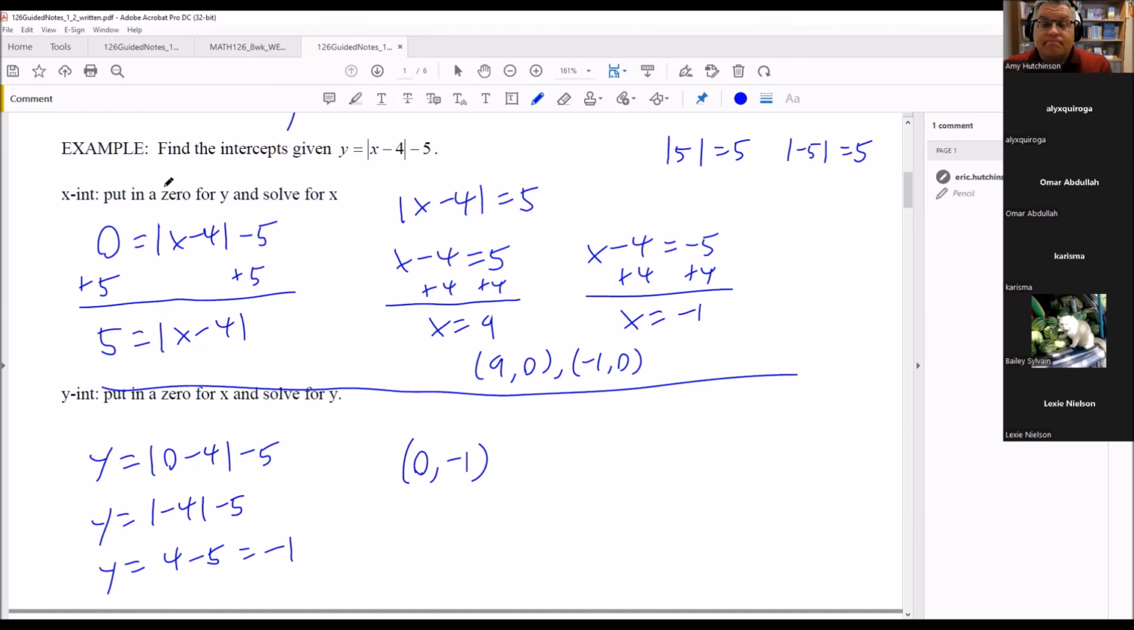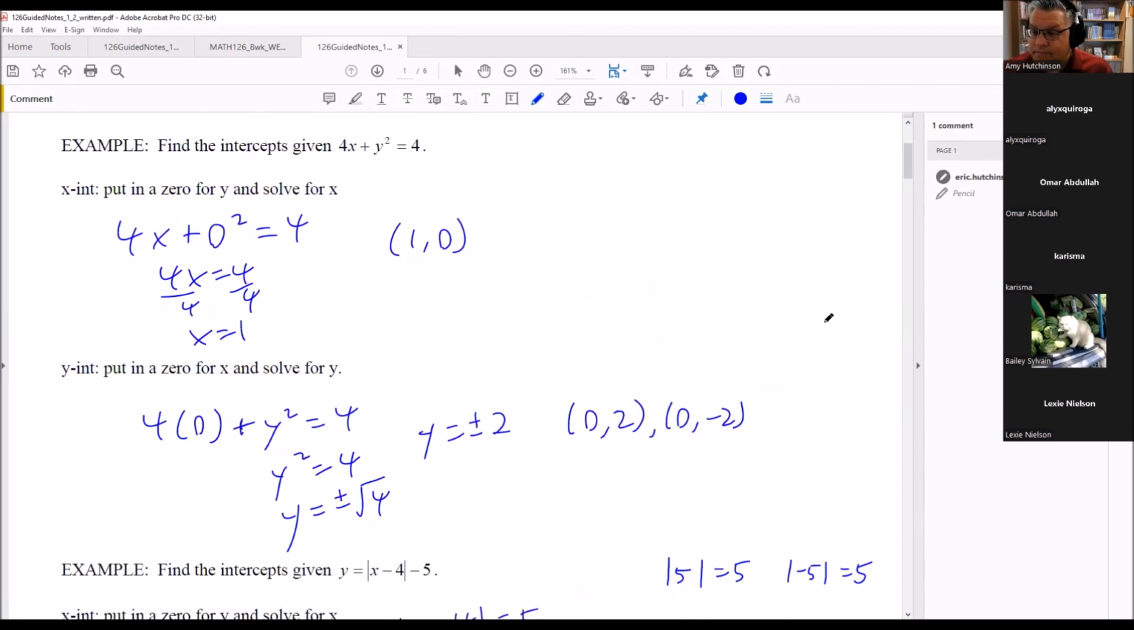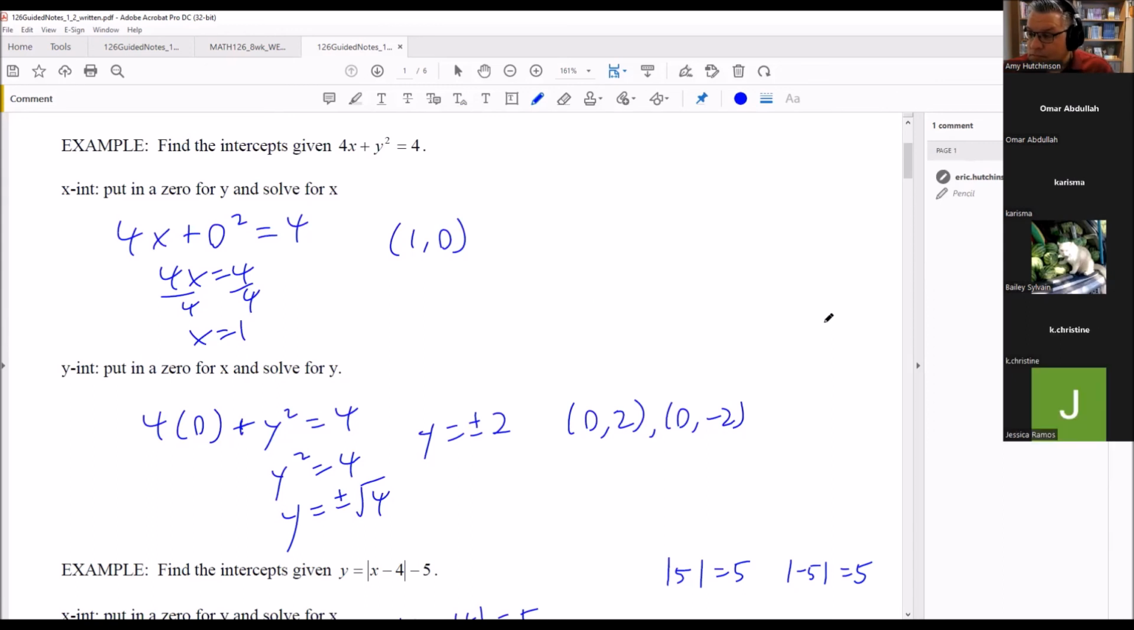Quick question. For the first example that you gave us, there were two solutions to it. Why is it that for the second one, when you put in 0 for x and solve for y, there's only one answer versus two answers? Okay, because basically it depends on whether you're taking a square root or not. That determines if you have more than one answer.